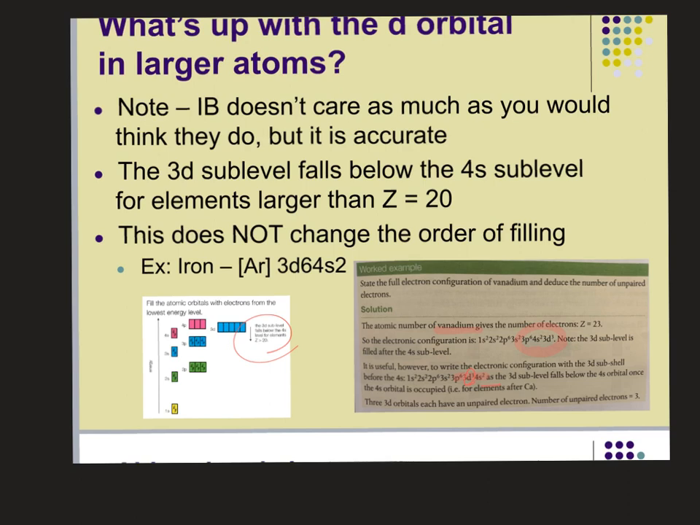But I have good news. IB doesn't care as much as you would think they do. I know they have a lot of things that they are very particular and weird about. This is not one of them. They will not count off for not rearranging. They are technically accurate. I do want you to know that in case you go really far into chemistry, that it is not wrong what they are doing. It's just not a big deal right now.